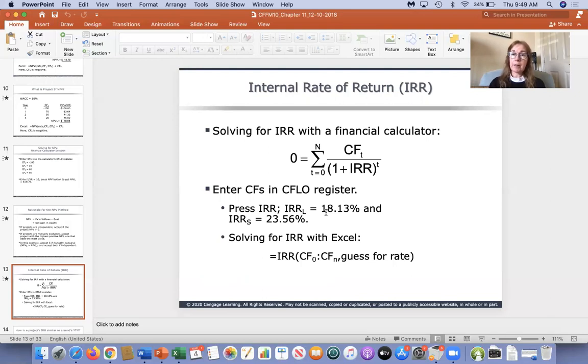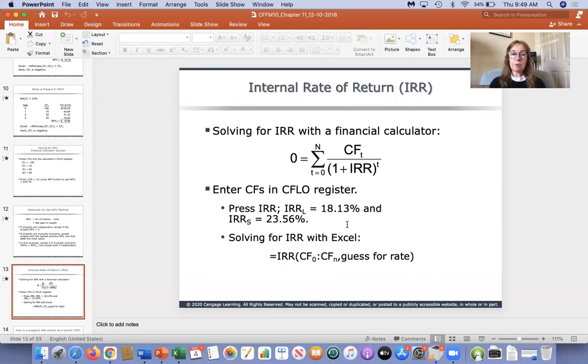I think I mentioned that on a previous lecture. So as long as you're above the hurdle rate, you would accept the project if it's independent, because you're making money. Okay, so that's how you calculate the internal rate of return.